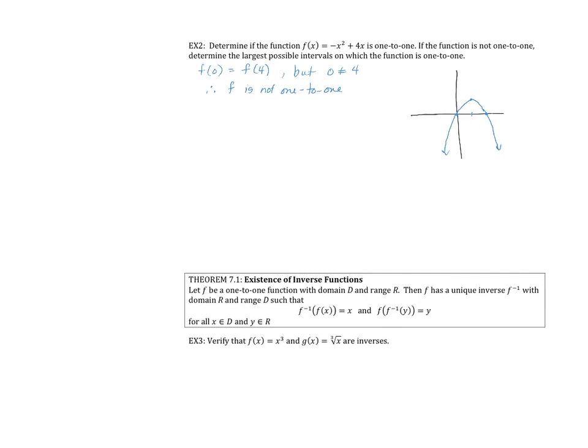So what I want to do now is restrict this so that I can get the largest possible interval which makes a 1 to 1 function. So the logical thing to do is to just cut this parabola in half.